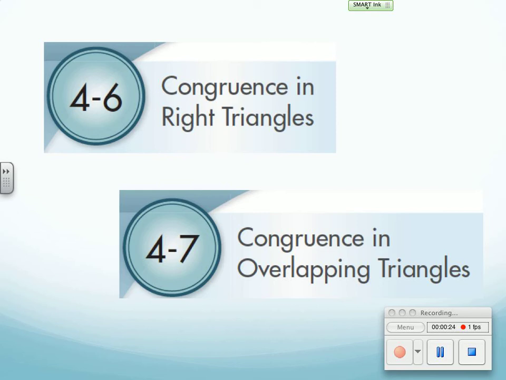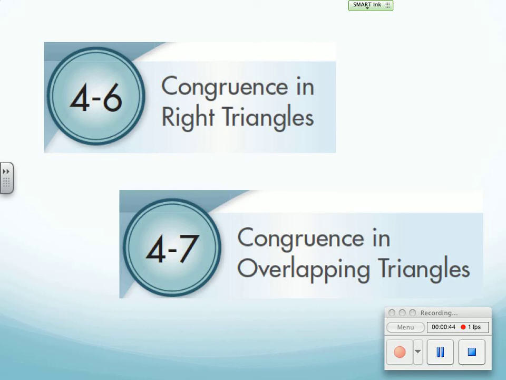Okay, today's lesson is going to be on congruence in right triangles and congruence in overlapping triangles. The reason I'm putting these two together is there are not a lot of concepts. It's just repeating some of the concepts that we have already learned in the previous lessons. So here we go with today's lesson.